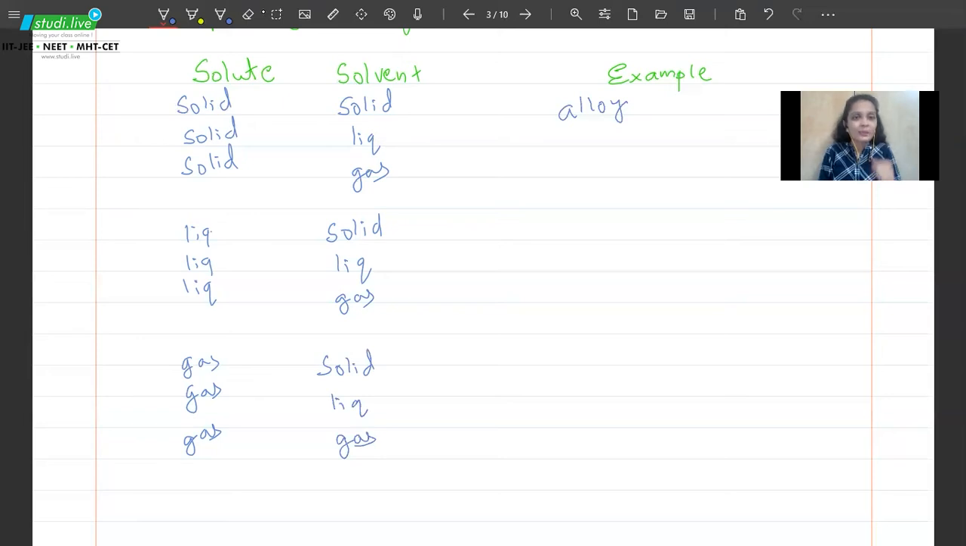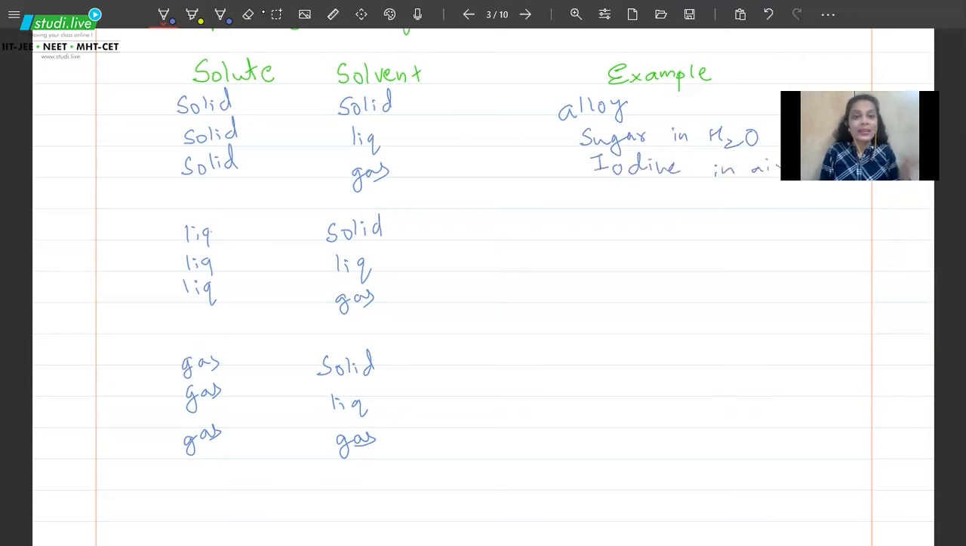Am I right, students? Then I want you to think solid in liquid, solute in solvent. So solid in liquid, can I say it is nothing but benzoic acid in benzene, or a day-to-day example, which is nothing but sugar in water. Am I right? Solid in gas. So simple, camphor in air, or simply say iodine in air.